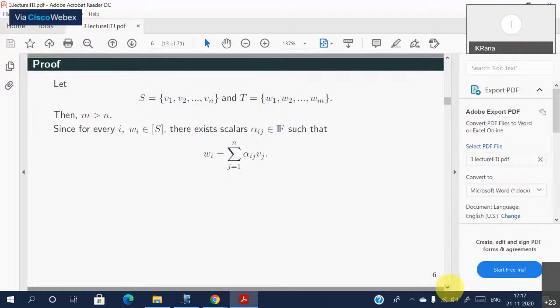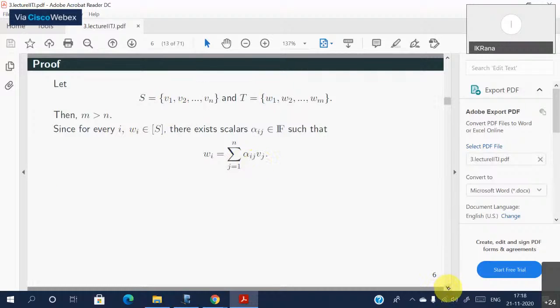Okay. So now, because each wi is inside the span of S, each wi must be a linear combination of elements of S. So there will be scalars alpha ij such that each wi is a linear combination, the sum of alpha ij vj, j going from 1 to n. That is because of the condition given that T is inside the span of S, right? So this we know, each wi is this.